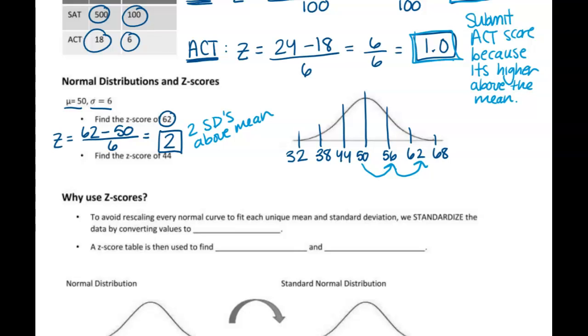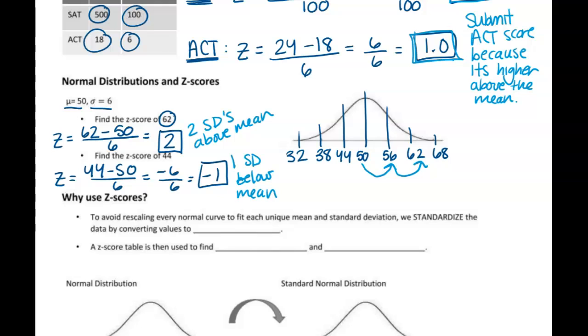Let's look at the z-score of 44. So z is 44 minus our mean of 50 over 6. That's negative 6 over 6, which is negative 1. So that score is 1 standard deviation below the mean because it's a negative number. And look, if we go 1 to the left, 1 below the mean, we get to 44. So this is 2 to the right to get 62, 1 to the left to get 44.